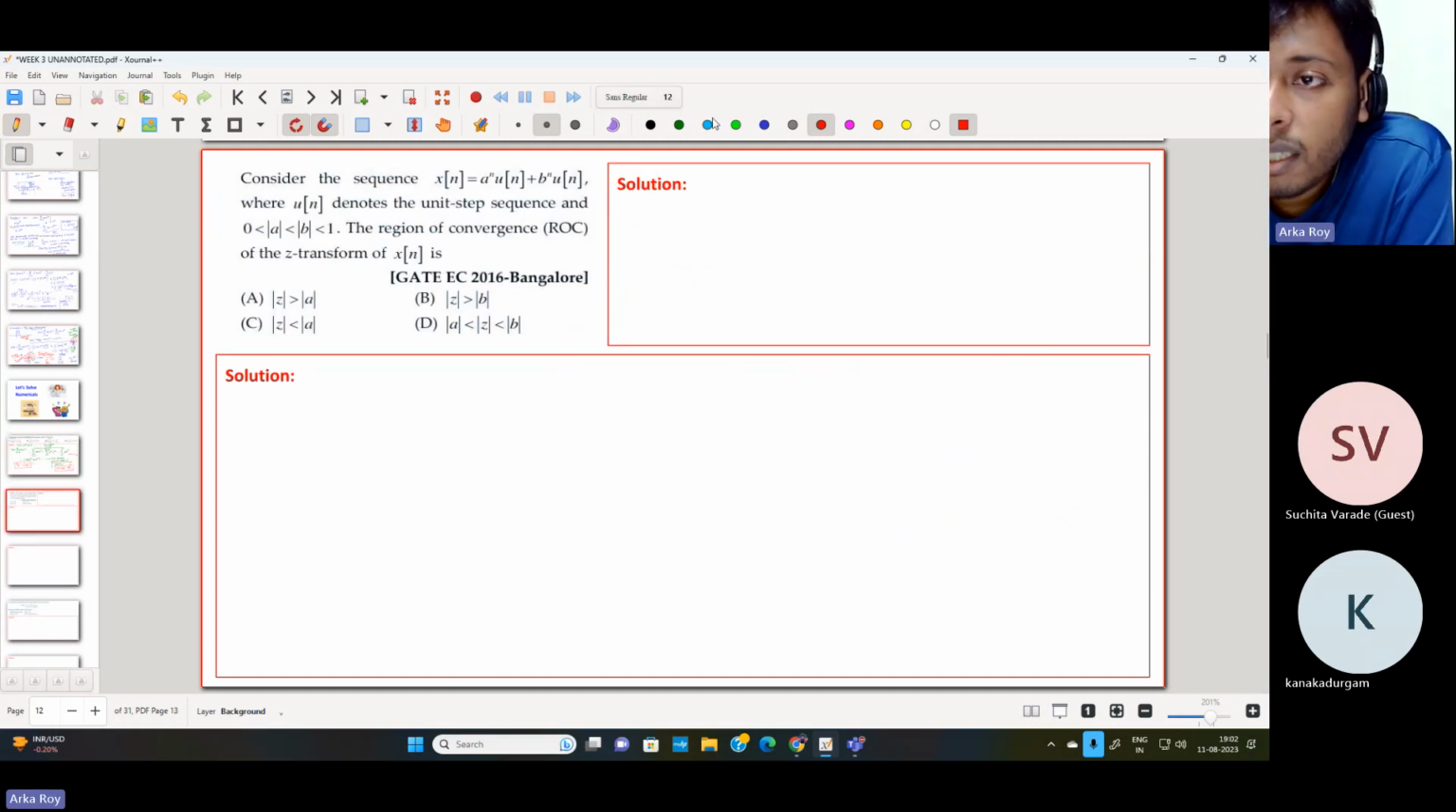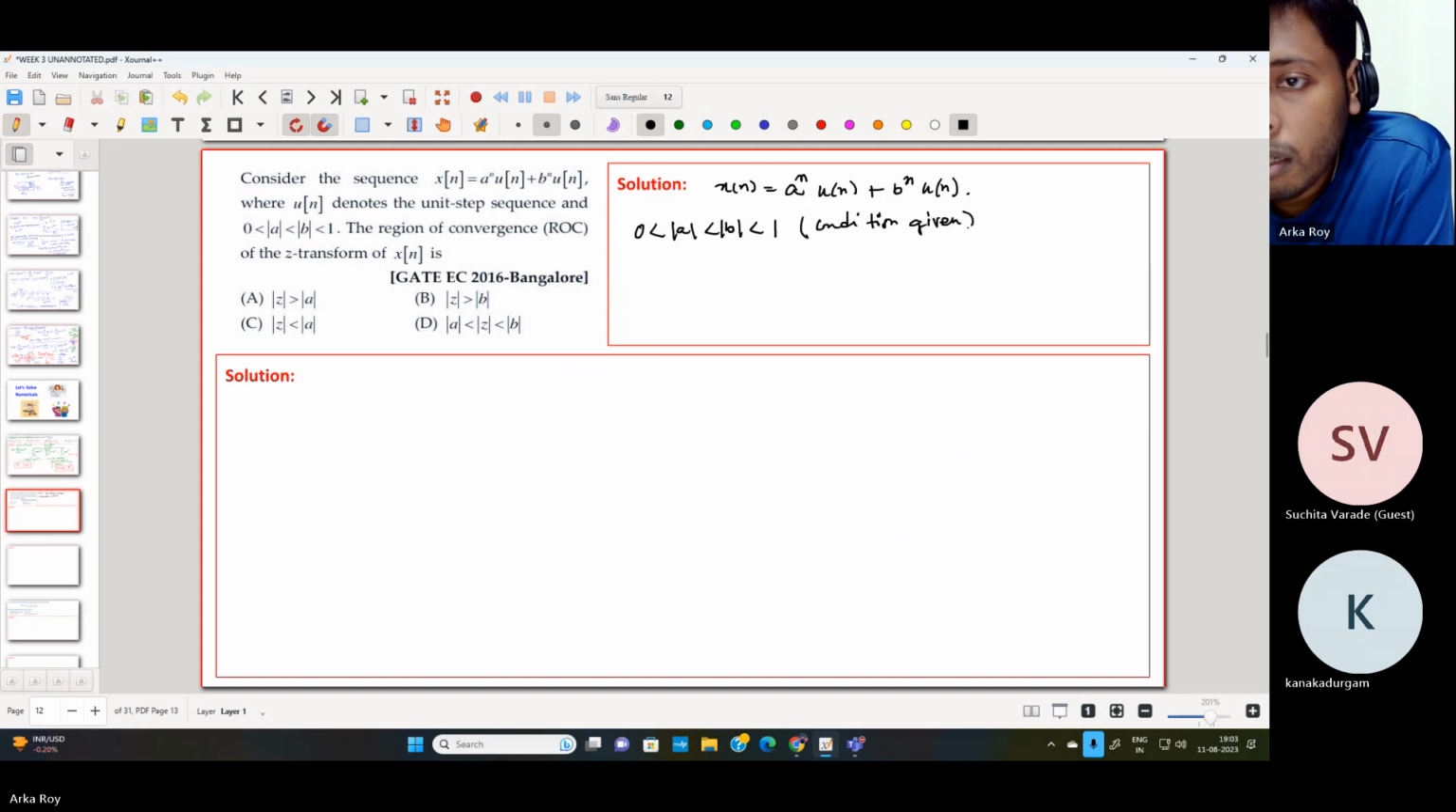The next question basically tells that there is a sequence x of n, which is a to the power n u of n plus b to the power n u of n. So this is a summation of two sequences, where u of n is the unit step sequence, and this is the condition given, and we need to find the ROC of the Z transform of x of n.